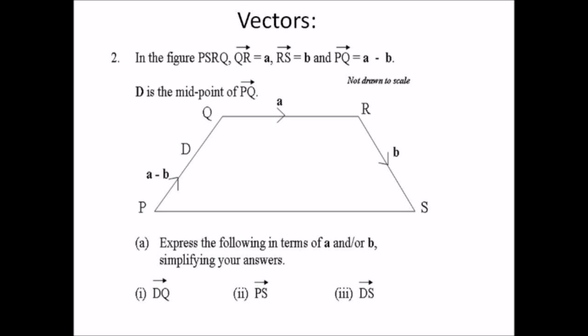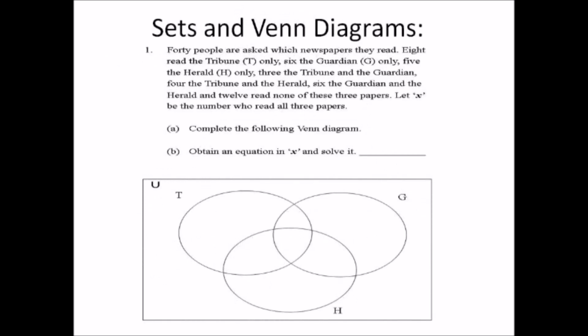Okay, here we go. Sets and Venn diagrams, and you're given a scenario of 40 people asked which newspaper they read, and 8 read the Tribune only, 6 the Guardian only, 5 the Herald only, 3 the Tribune and the Guardian, 4 the Tribune and the Herald, 6 the Guardian and the Herald, and 12 read none of these 3 papers. Let X be the number who read all 3 papers. Then A, complete the following Venn diagram. B, obtain an equation in X and solve it.